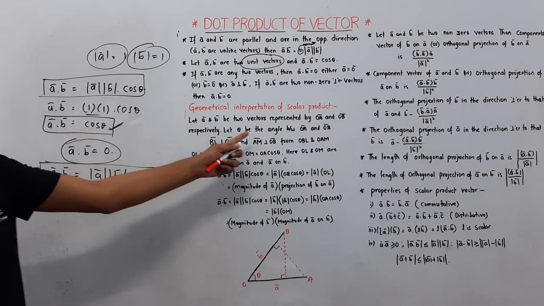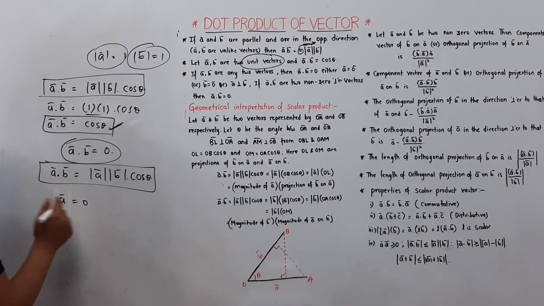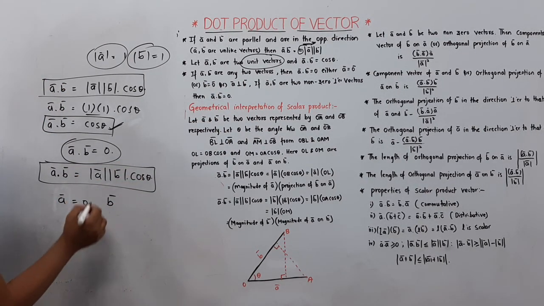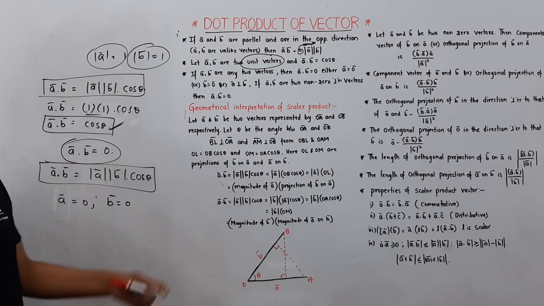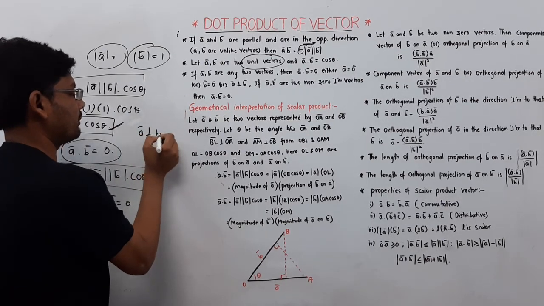First vector A bar is equal to 0. Sorry, A bar is equal to 0. First vector is equal to 0. Otherwise, the second vector is equal to the 0 vector. Then here the two vectors A bar and B bar are perpendicular.